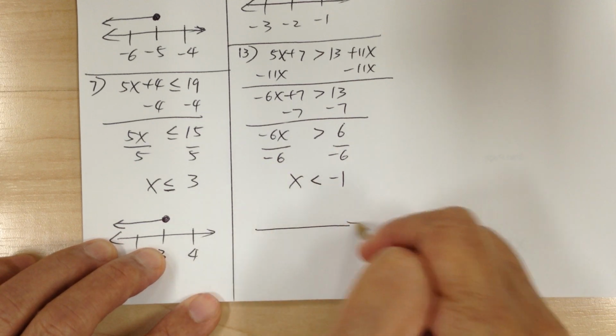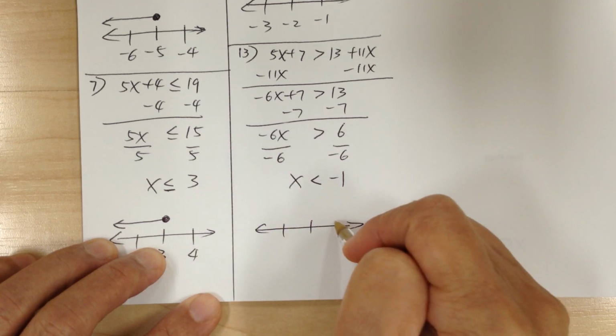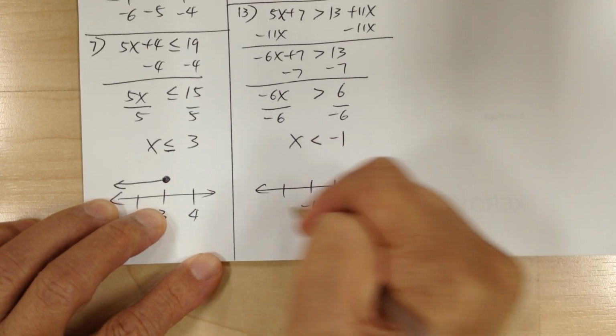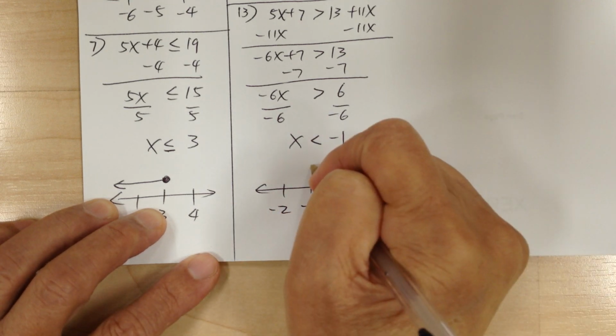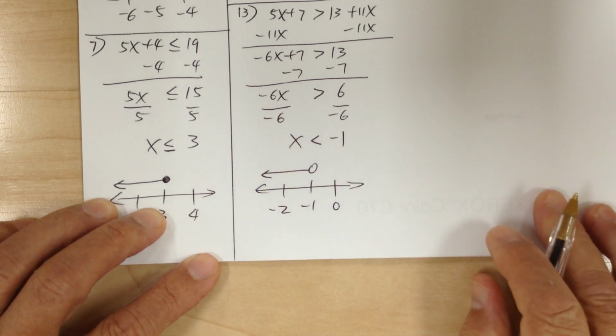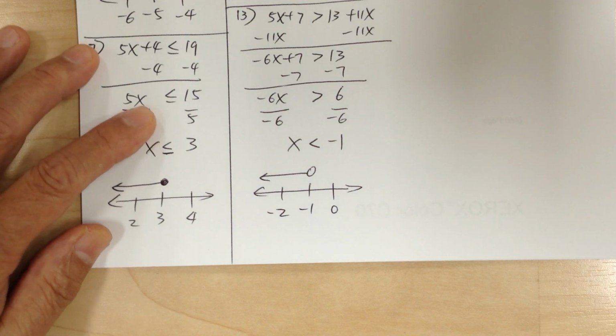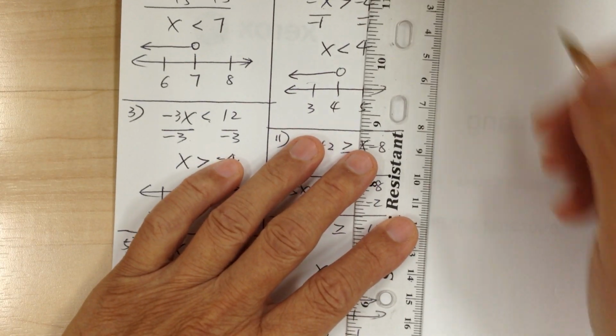And when you graph that, all you need is 3 numbers. So it would be negative 1, 0, negative 2. So this would be going like this. Okay. Okay, let's go to the next one.